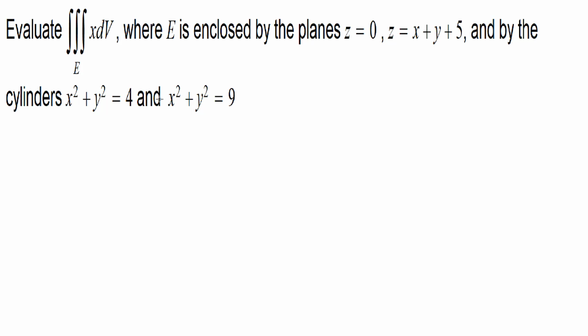So we would like to calculate this volume integral where E is the region that is enclosed by the planes z equals 0, z equals x plus 5 plus y, and by these two cylinders. So I think first it's a good idea to go ahead and graph it.